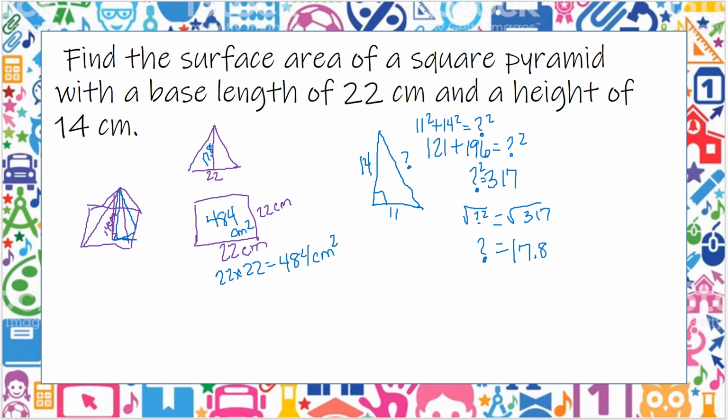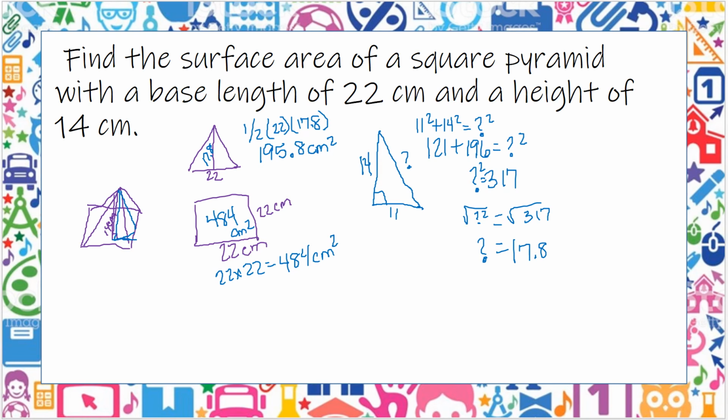Now I'm going to go up and look at my triangle. And I know that the area of my triangle is 1/2 times the base times the height. So I'm going to multiply 1/2 times 17.8 times 22. And I get that each triangle is 195.8 centimeters squared.